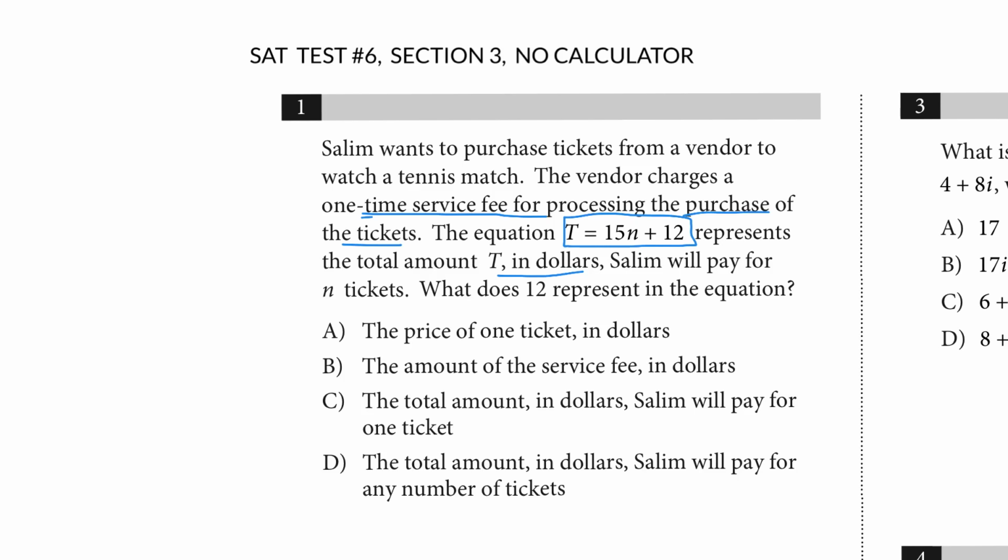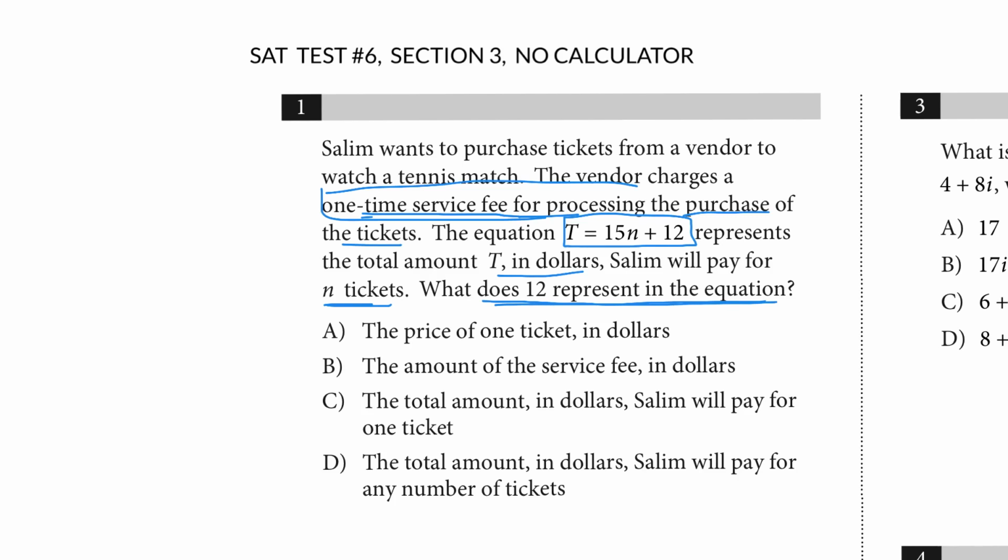Celine will pay for N tickets. So N is the number of tickets. So what does the number 12 represent in this equation? Okay, well, if N is 0, he's going to pay $12. If N is 1, he's going to buy one ticket, and it's 15 plus 12. If N is 2, it's 2 times 15 plus 12. So regardless, it looks to me like this $12 represents this one-time processing fee.